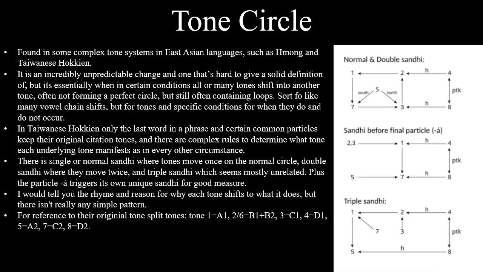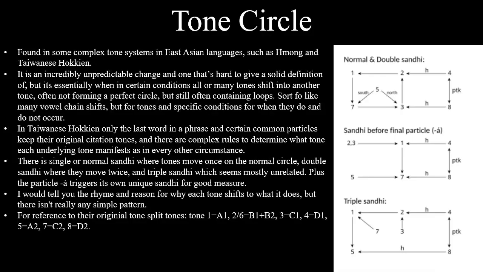Tone circles. These aren't really a rule, just something that happens in super complex tone systems, mainly in Hmong and many Chinese languages, such as Taiwanese Hokkien. Essentially, and I'm going to massively oversimplify here, the system is filled with exceptions. In Taiwanese, only syllables found at the end of the phrase and certain common particles actually have their real citation tone. From there are complicated rules for which tone manifests as what in all other situations.